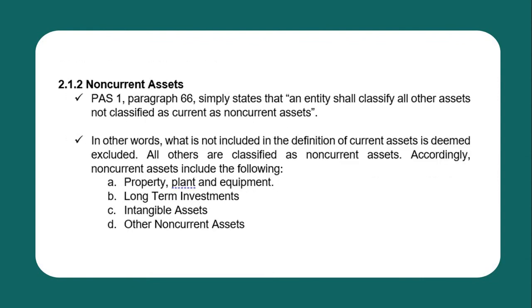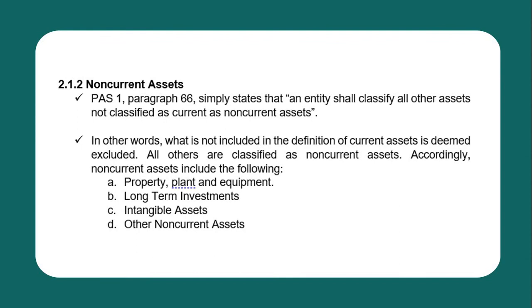Next classification of asset is the non-current assets. PAS 1, paragraph 66 simply states that an entity shall classify all other assets not classified as current as non-current assets. So, meaning residual definition of a current asset, non-current asset. So, if the asset cannot be qualified to be reported as a current asset, then of course dito siya sa non-current assets. All others are classified as non-current assets. Accordingly, what are the minimum line items for non-current assets?